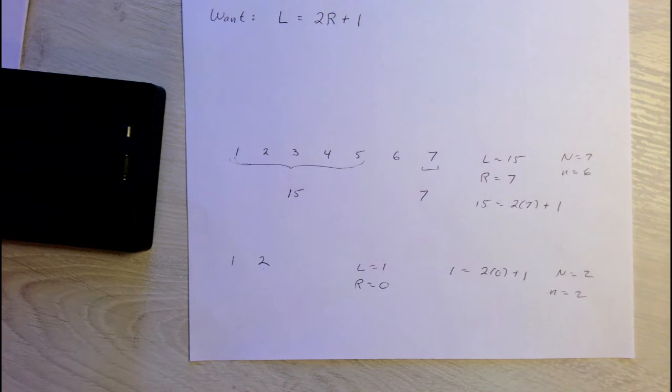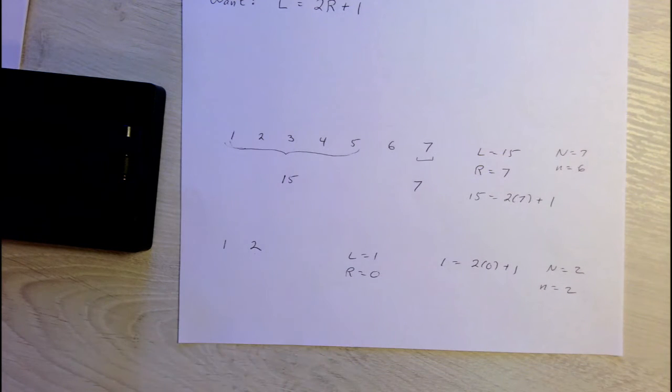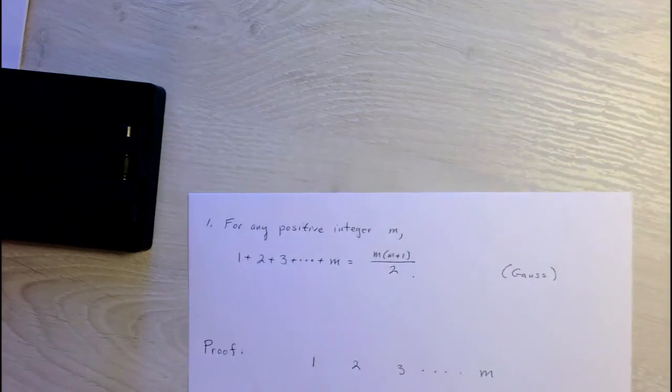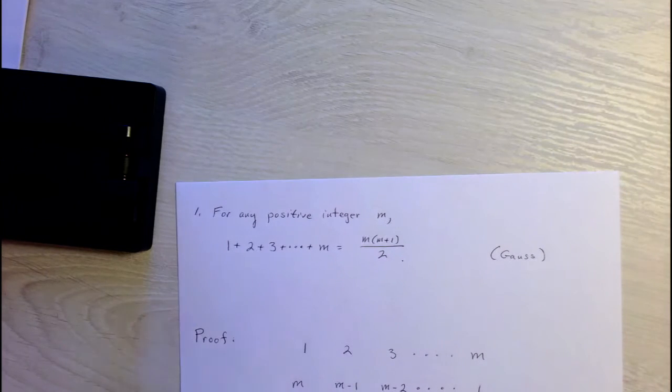Before we go on, though, we're going to prove a number of little things in this video. But right now, we want to prove one of the basic facts of number theory and algebra, and the way to calculate the sum of the first m positive integers. For any positive integer m, the sum 1 plus 2 plus 3 plus and so on plus m is m times m plus 1 over 2.